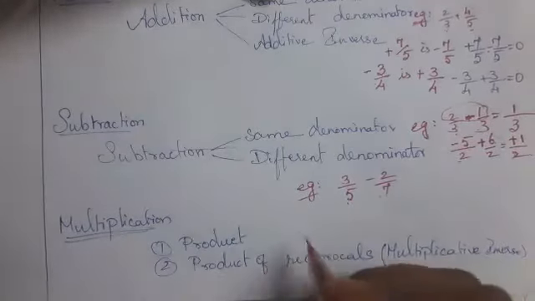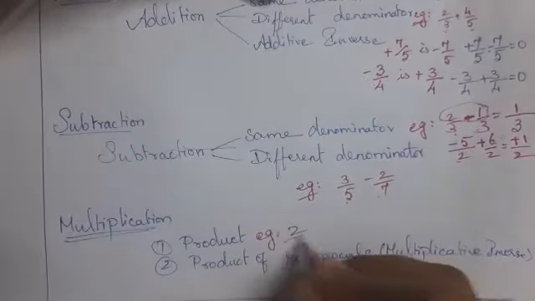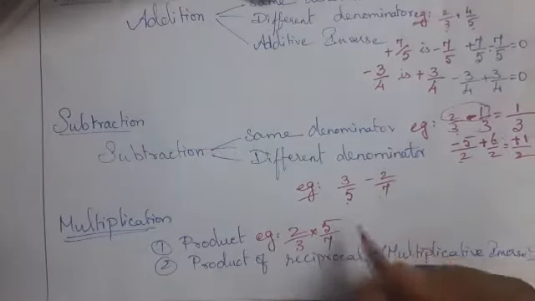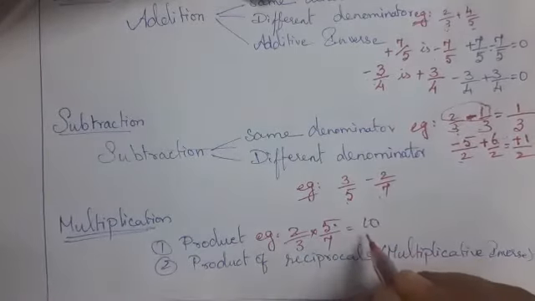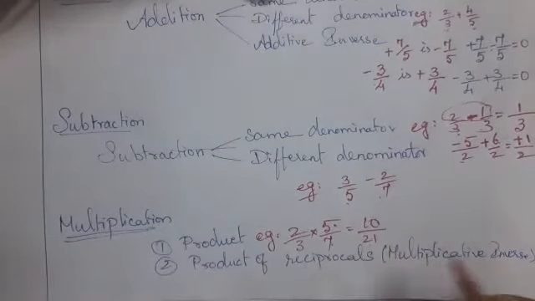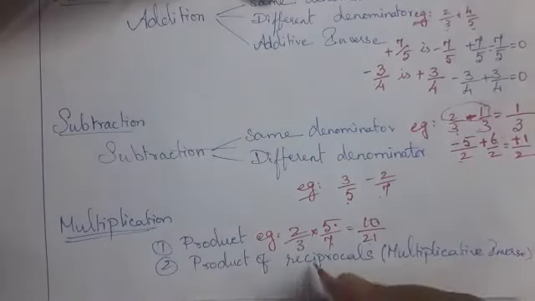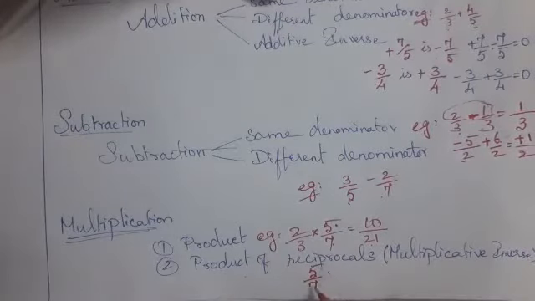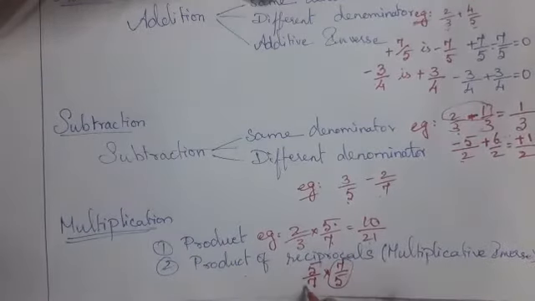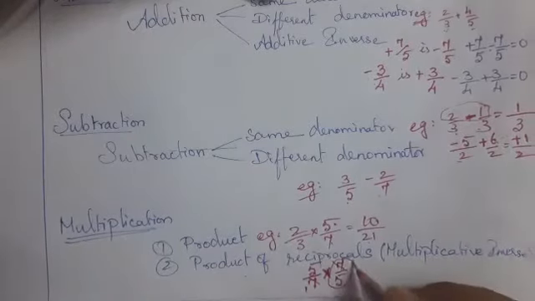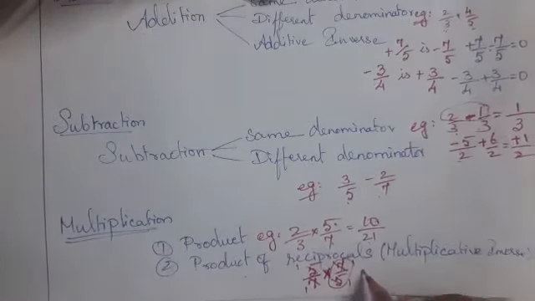For example, for the product, if you have 2 by 3 into 5 by 7, immediately just multiply. 2 5s are 10 divided by 3 7s are 21. If you have a common factor, you can divide. Then product of the reciprocal means if you take 5 by 7, the reciprocal means just you take the denominator as the numerator, numerator as the denominator. This is the reciprocal of this. Then if you multiply like this, you can cancel 7. 1 7 is 7, 1 7 is 7. Then 1 5 is 5. The value is always 1.